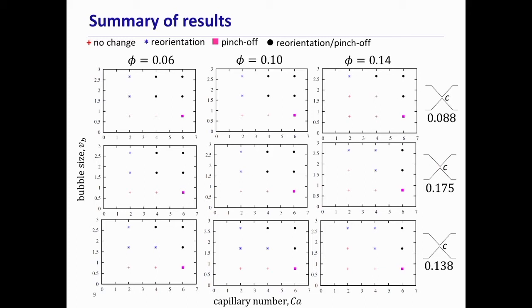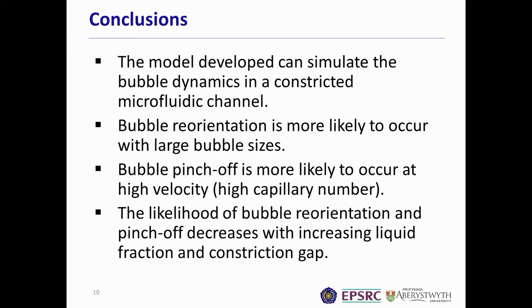So from here, we draw the conclusion that the model that we use can simulate the bubble dynamics, showing the pinch off and reorientation in the channel. And the reorientation is more likely to occur when the bubble is large, and the pinch off is more likely to occur at high velocity or high capillary number. And with the larger gap of the constriction, the likelihood of the reorientation and pinch off decreases, and the same also happens with the increasing liquid fraction.